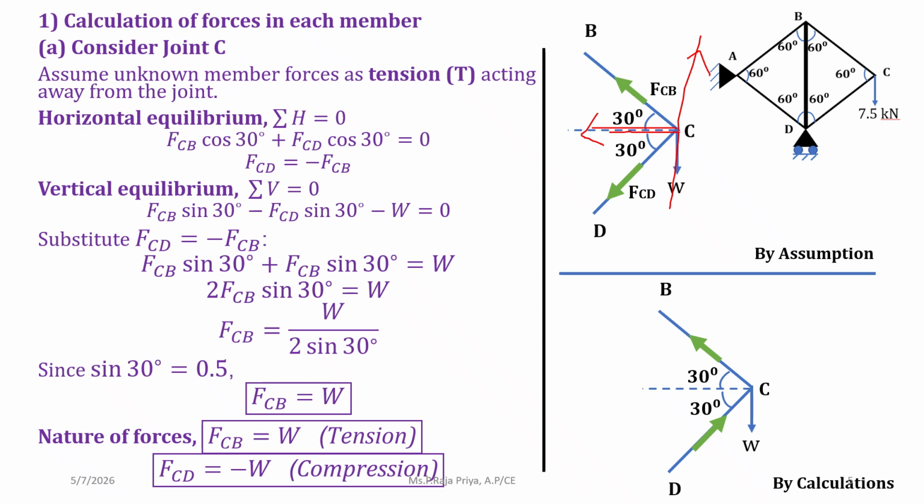Next, we apply the next equilibrium condition, which is summation V equal to 0. So the vertical forces here are FCB sin 30, which is in the upward direction. FCD sin 30 is in the downward direction, so it is taken as minus. And also we have a load W acting in the downward direction.